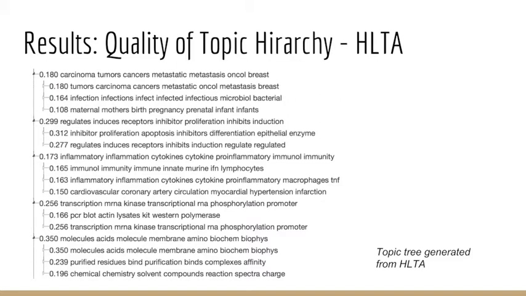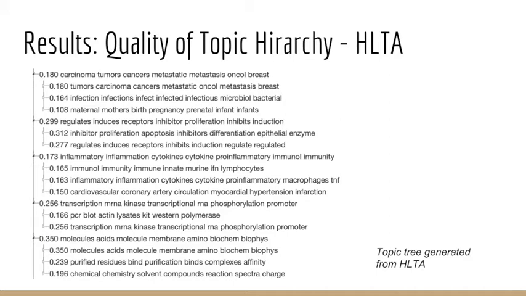As you can see, intuitively the topic trees generated by HLTA look very sensible and have very high interpretability. For example, in the first topic generated, we can see a lot of glossaries relating to cancer, like breast, tumors, and so on. And for the subtopics, there are also a lot of consistent glossaries relating to cancer, like infectious and microbial bacterial.